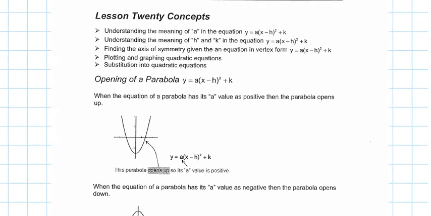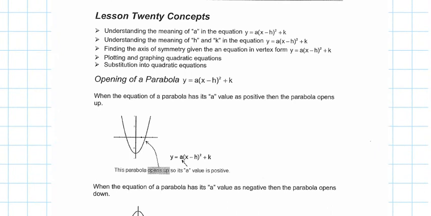In this lesson, we're going to look at what a represents in my equation. What does it do? What does it tell me about my graph? We're going to understand what the values h and k represent. Then we're going to be able to find the axis of symmetry. We're going to graph, and then do substitution into the quadratic equation. We'll talk about that when we find the table of values.